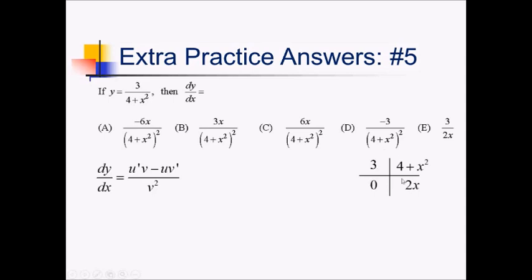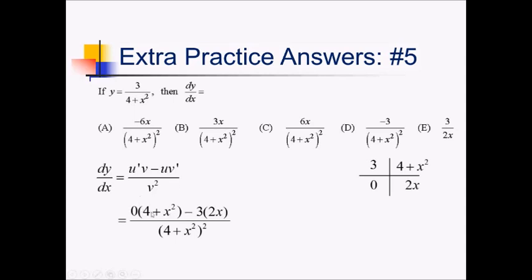All right, using my ribbon to put it all together, I've got 0 times 4 plus x squared minus 3 times 2x, that's the uv prime part of it. All of that over 4 plus x squared squared, which is probably the last thing we wanted squared, but we at least see 4 answer choices that have that, so there's a pretty good chance that we're on the right track here. All right, we have to simplify a little bit, though, to get one of the answer choices.